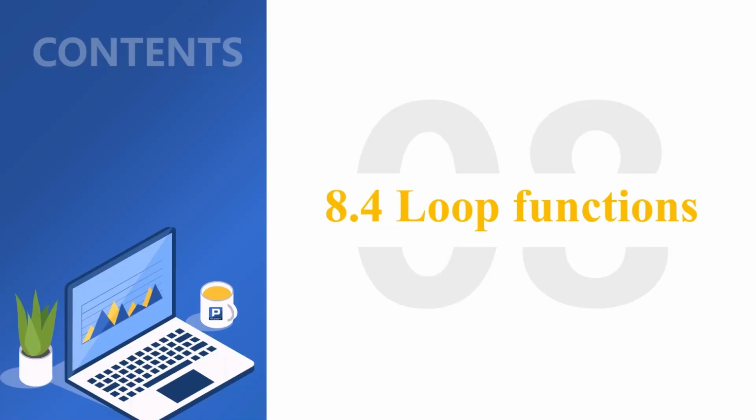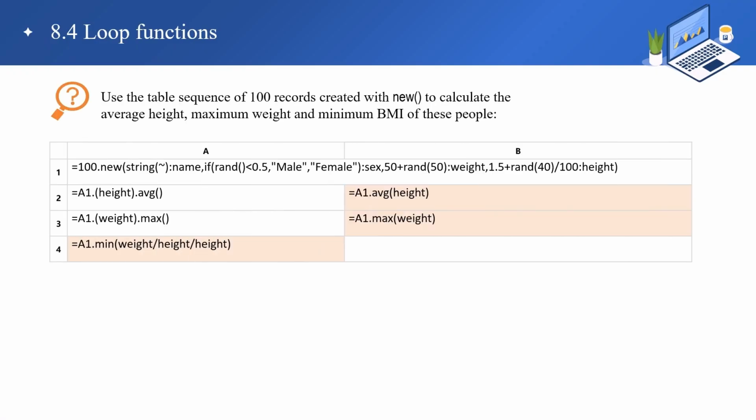Section 4. Loop functions. Since record sequences can be regarded as sequences, we should also be able to use loop functions for these objects. We have used new and derive functions. Let's try the loop functions we learned before and continue to use the table sequence of 100 records created with the new function. Calculate the average height, maximum weight and minimum BMI of these people.